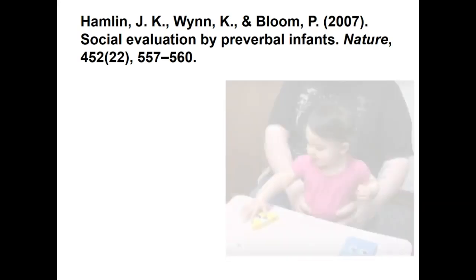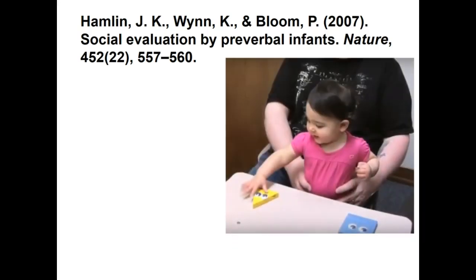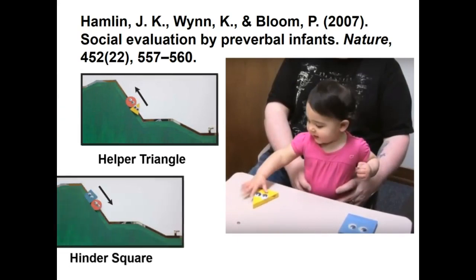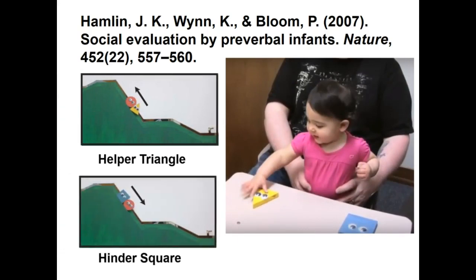Hamlin and Associates wanted to know if 10-month-old infants would take others' actions into account when provided the opportunity to make a choice. They used puppets to create a social situation and then gave the infants a choice between the helper toy and the hinderer toy. Let's watch a snippet of what they did, and I'll explain what you are watching.